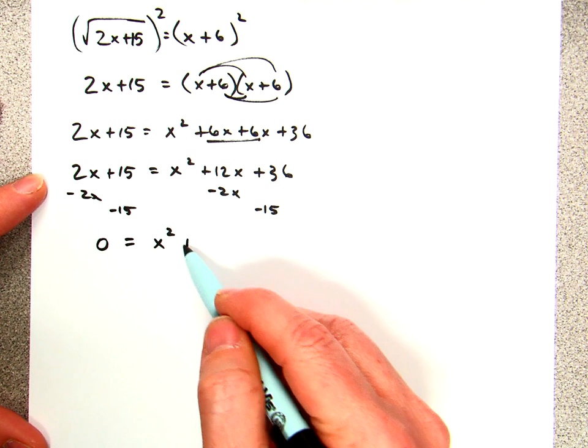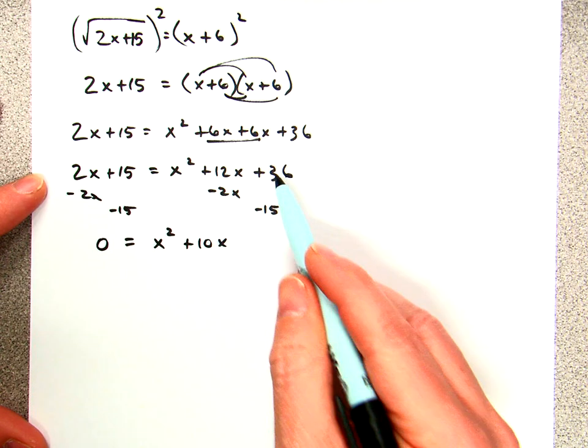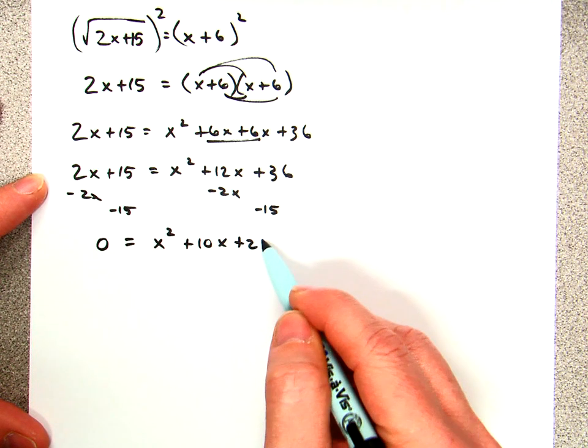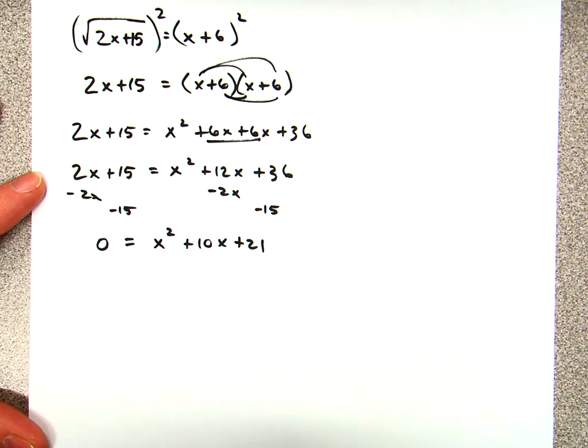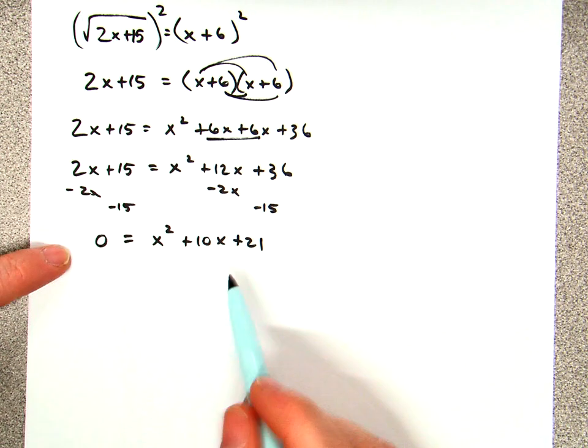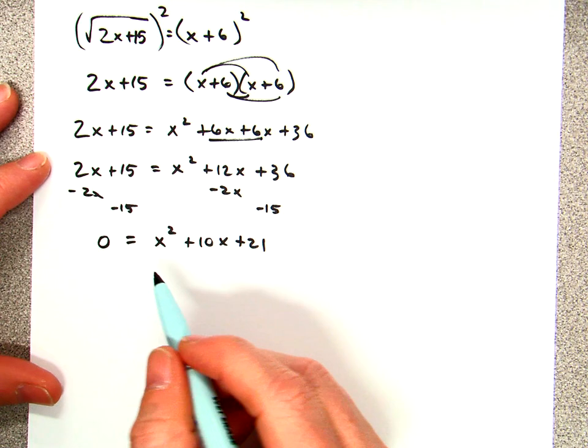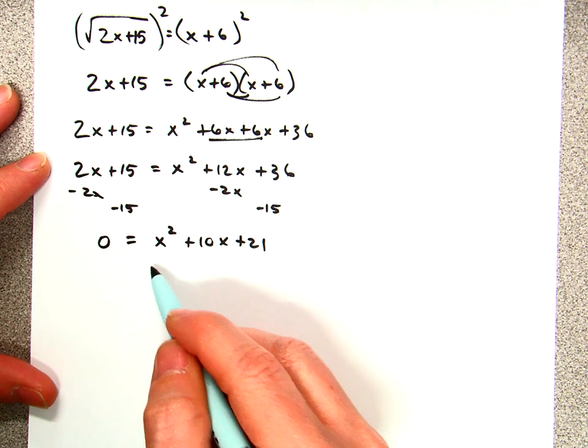12 minus 2 is positive 10. 36 minus 15, what do we got? Positive 21. Okay, all right, cleaned it all up. I do have to factor. I'm going to use guess and check again. Again, you can factor this however you want.